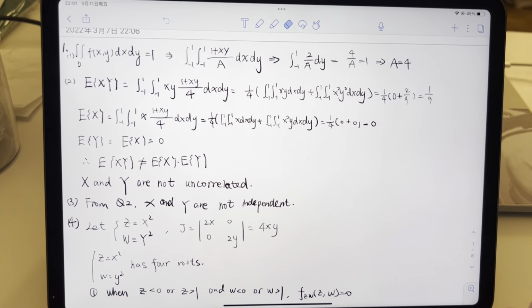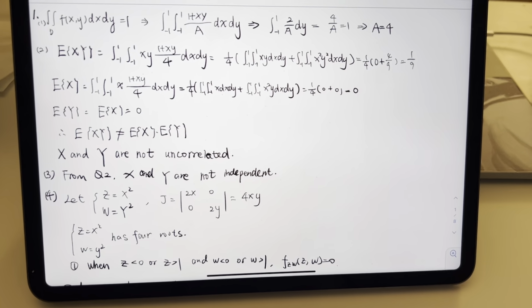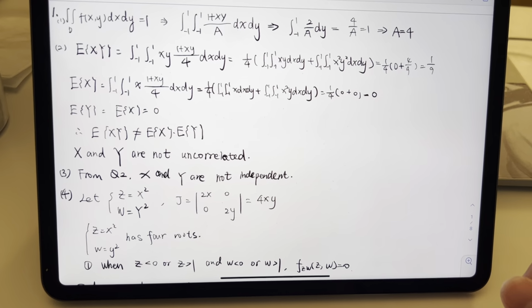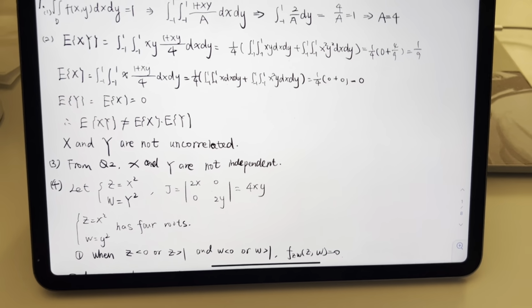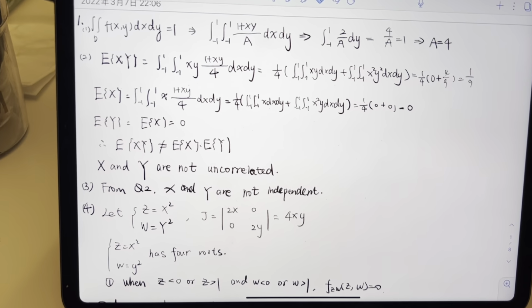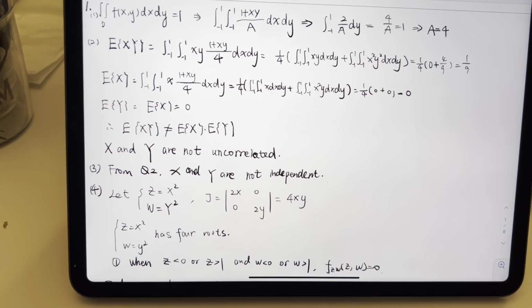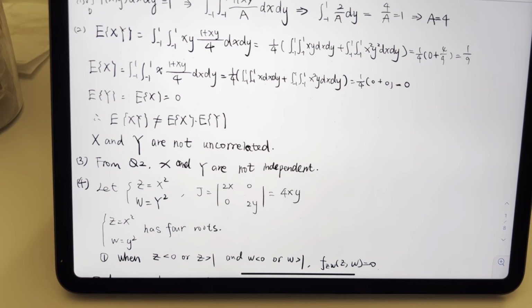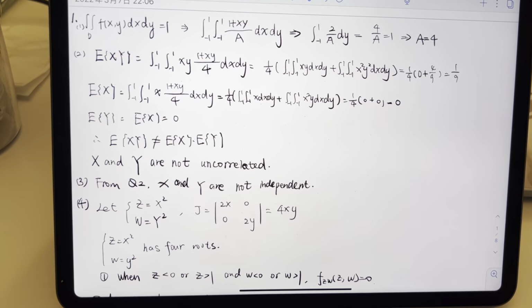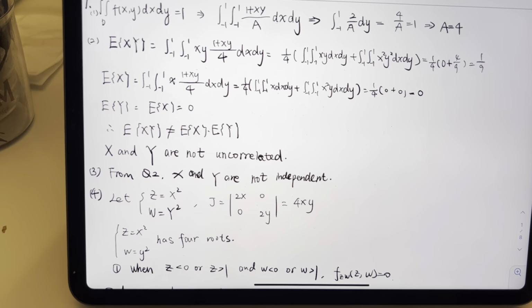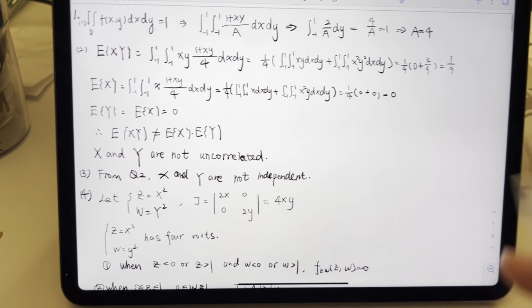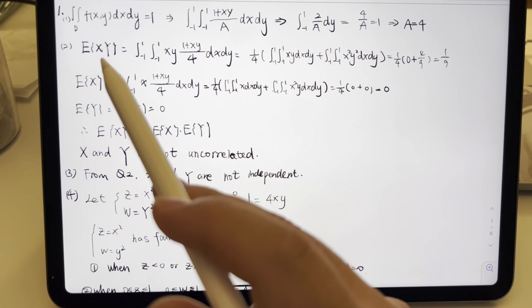And so we know that according to the definition, if two random variables are uncorrelated, it means that the joint expectation of these two variables equals the product of the expectation of each variable. So we use integration to calculate it.